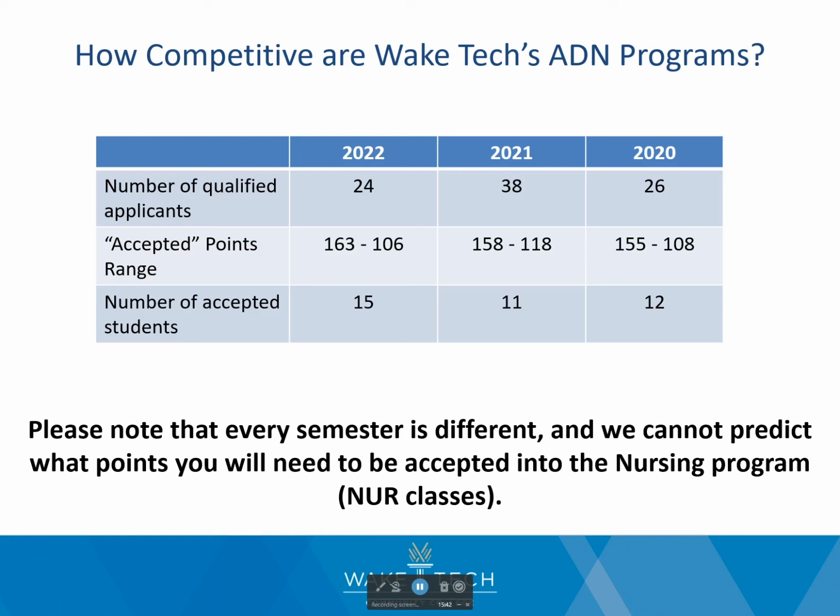You can see how many students. So you can see in 2022, 24 students applied. The points ranged from 163, so that was the highest, down to 106, and we accepted 15 of the 24 students. In 2021, we had 38 students apply, so we had more students, and you can see we went from 158 to 118, and we only took 11. So every semester is different. As you can see, it fluctuates. The number of students that we accept fluctuates, and the number of points fluctuates. But those points are all based on the grades and the classes that you have completed prior to submitting your program application.